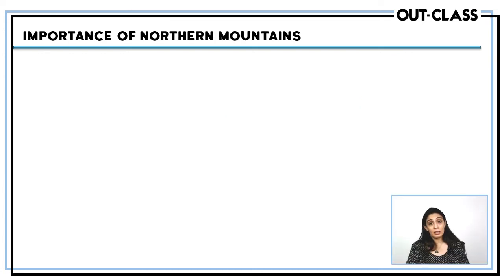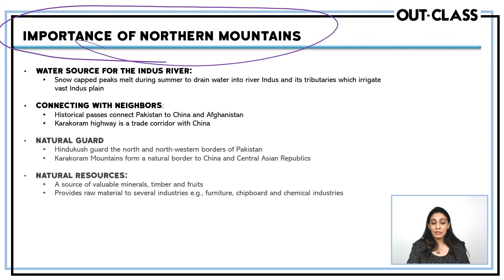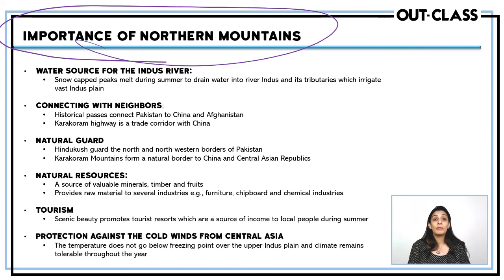Now, importance. Why are these northern mountains really important for us? Because they are the main source of water to the river Indus. This has a connecting point to our neighboring countries, especially China, through the Karakoram border, the Silk Route, and on one side the Khyber Pass, which takes us into Central Asia and into Afghanistan. The Karakoram and the Silk Route takes us into China.